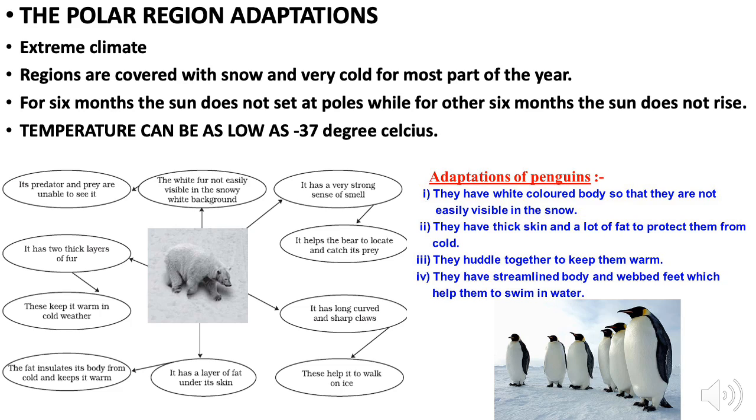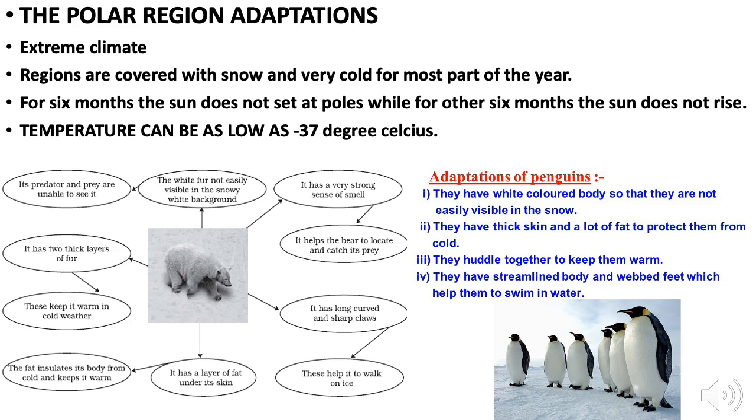Now, the next animal which we will discuss is the penguin. These penguins also have white fur, which helps them to merge well with the white background. They also have thick skin and a lot of fat to protect them from the cold. Penguins also have webbed feet, which help them to become very good swimmers, and their bodies are streamlined.